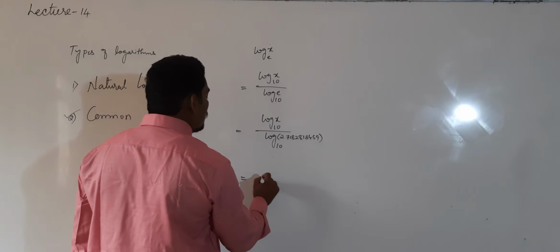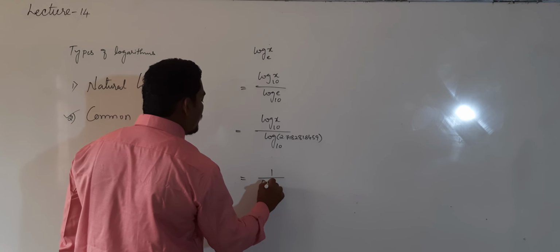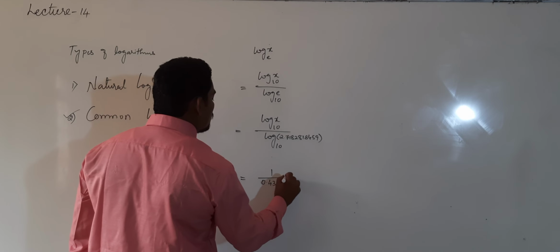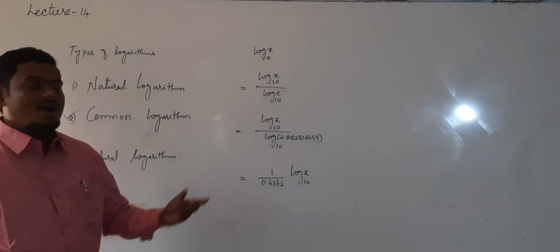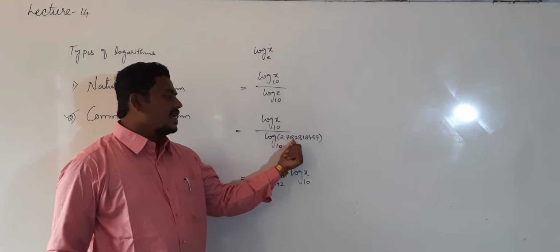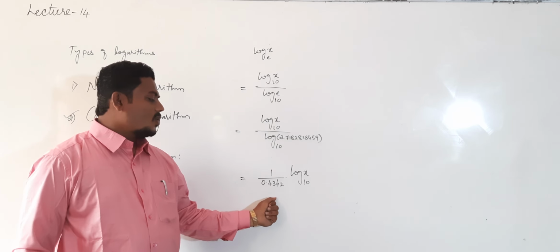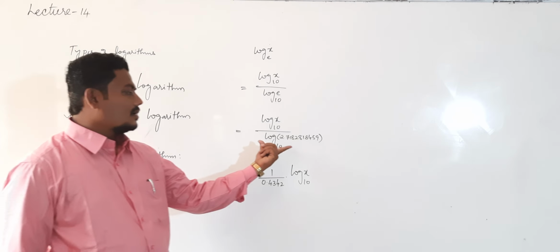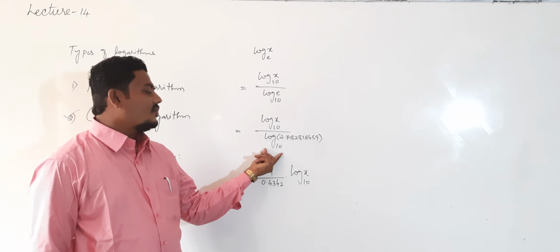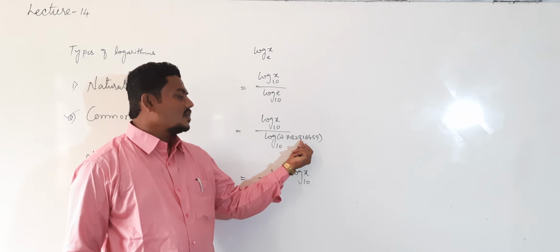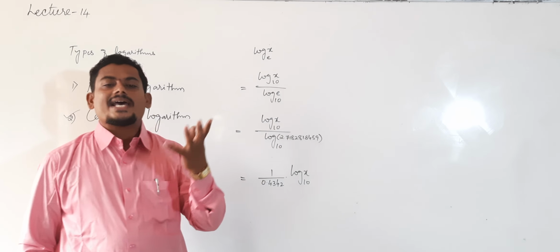Then 1 divided by 0.4342 into log x to the base 10. Log of 2.7182818459 value is 0.4342. We can find its value by using a logarithmic table. Log of 2.7182818459 to the base 10 by using a logarithmic table.